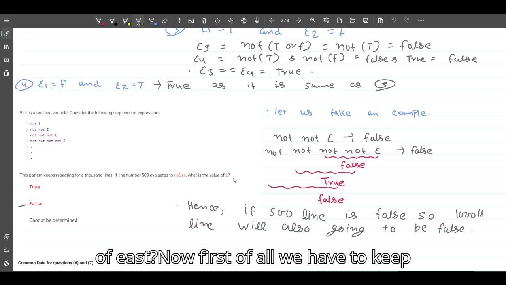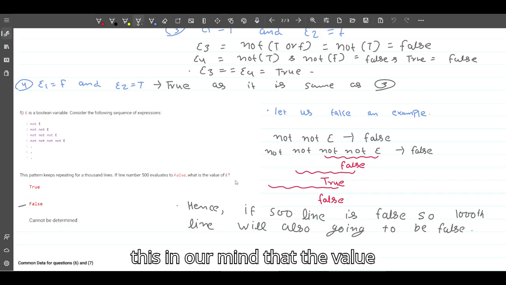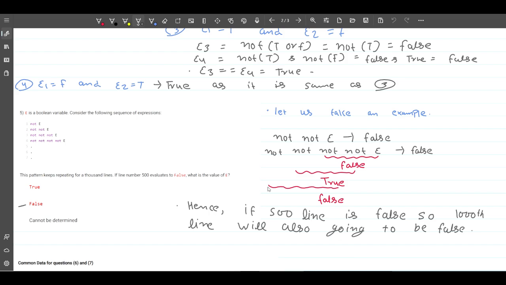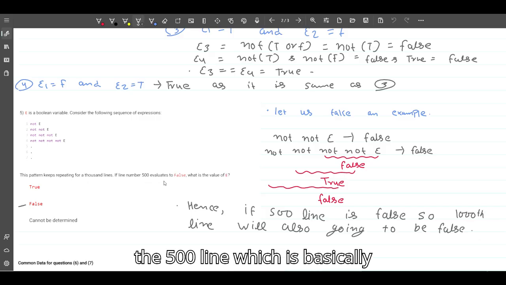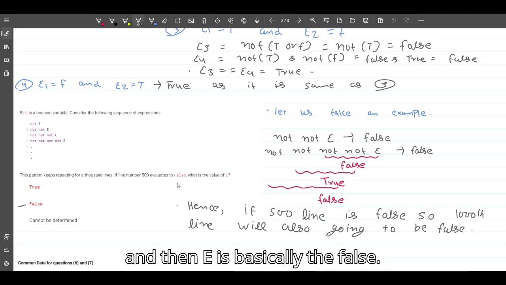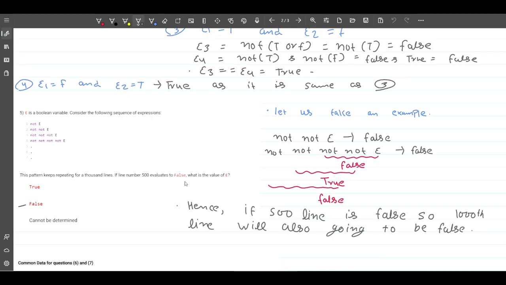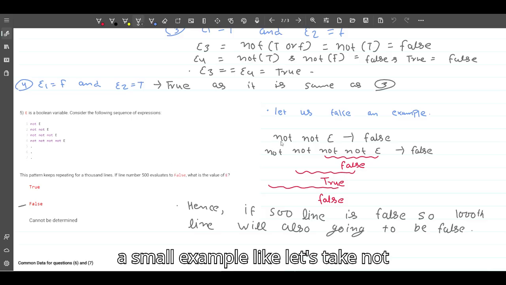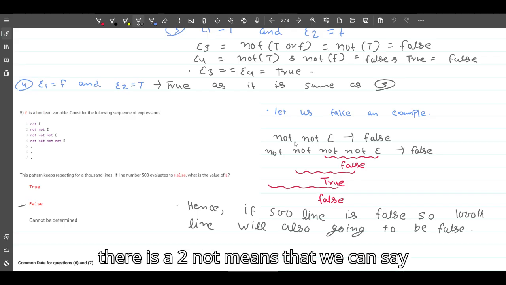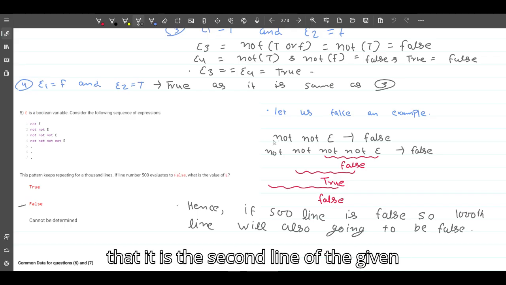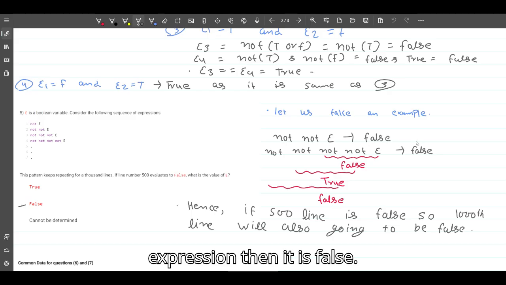Now first of all we have to keep in mind that the value of E is not given to us. The only thing given to us is that the 500th line, which is basically not repeated 500 times and then E, is false. Let's understand this question by taking a small example. Let's take not not E as false, meaning that when there are 2 nots, it is the second line of the given expression, then it is false.